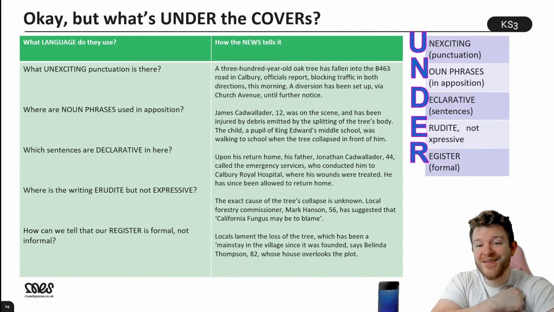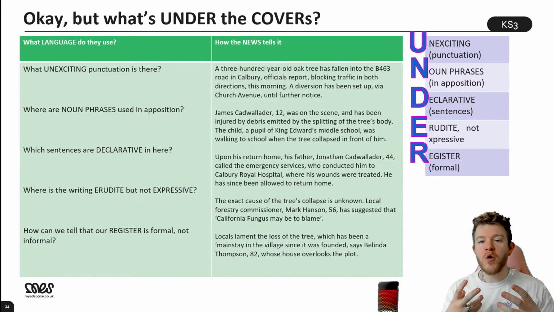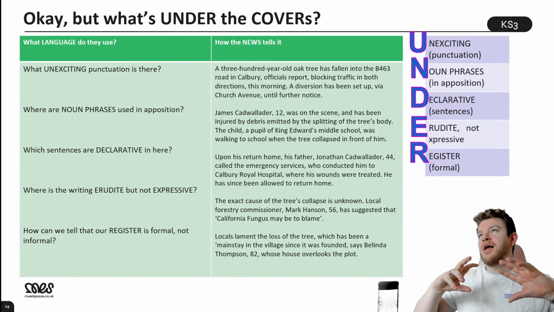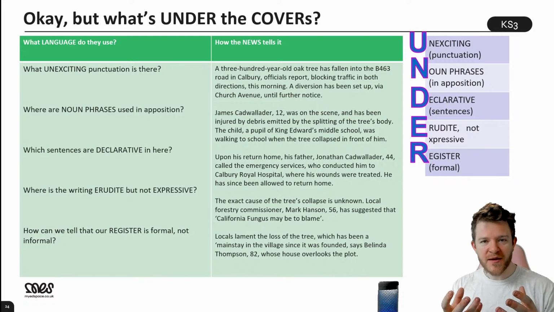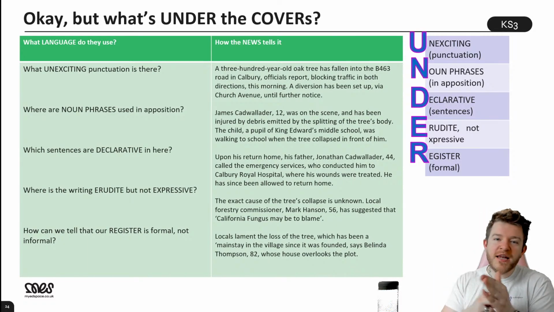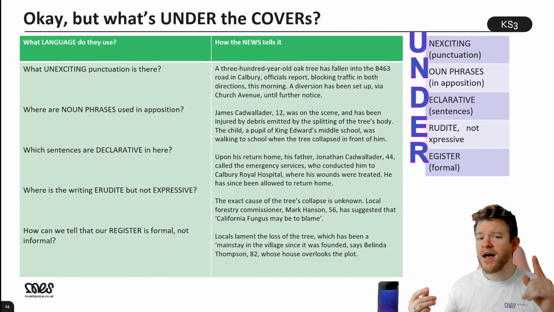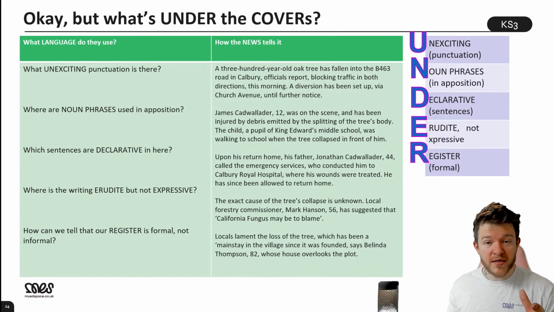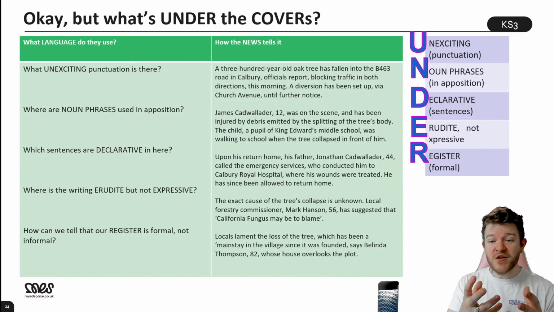So, what is under the cover? So, under is now looking at how we put language into a news story to try and generate the kind of official formal style that we're looking for in a newspaper. So we have under, which stands for unexciting punctuation, noun phrases in apposition. Wait a minute, what on earth is that? We're going to have to come back to that one, aren't we? Declarative sentences, erudite, not expressive, and register being formal. Now, all of that is potentially brand new language for you today.